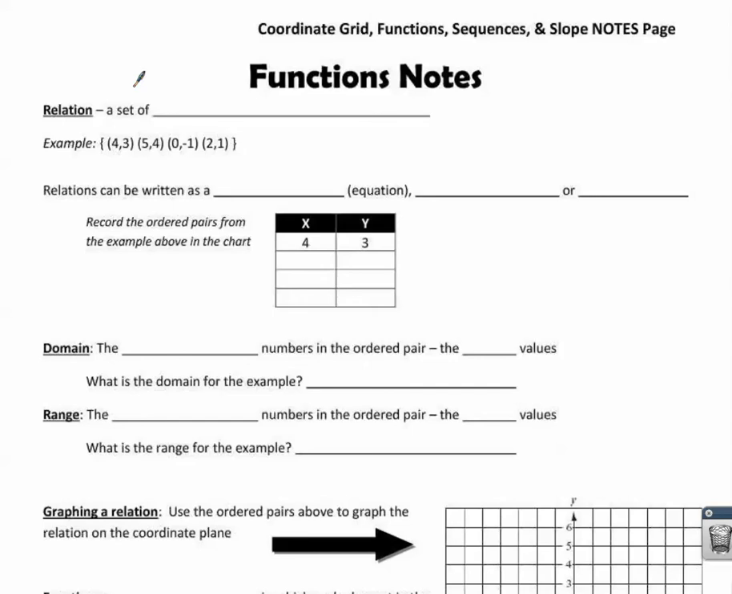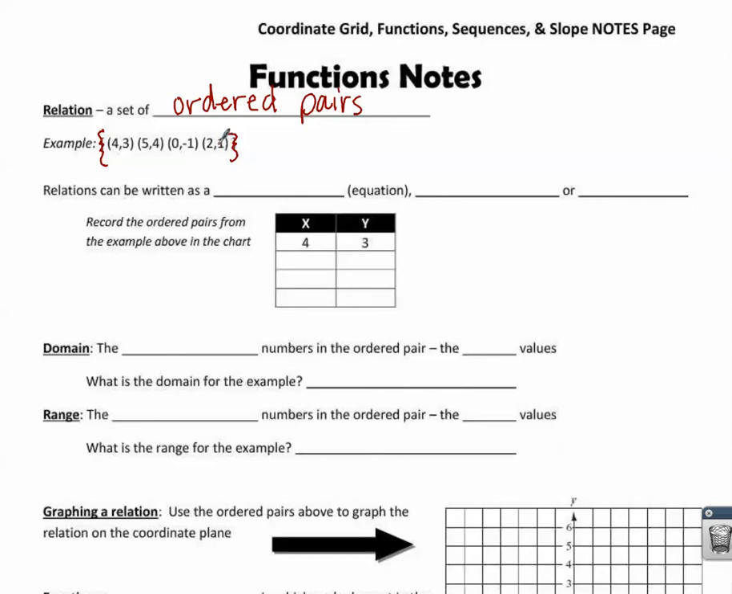Today we're going to talk about function notes. Some vocabulary to review. A relation is a set of ordered pairs. For example, you have ordered pairs here. In parentheses, (4, 3), (5, 4), (0, -1), (2, 1), and all of them are enclosed in these curly brackets.